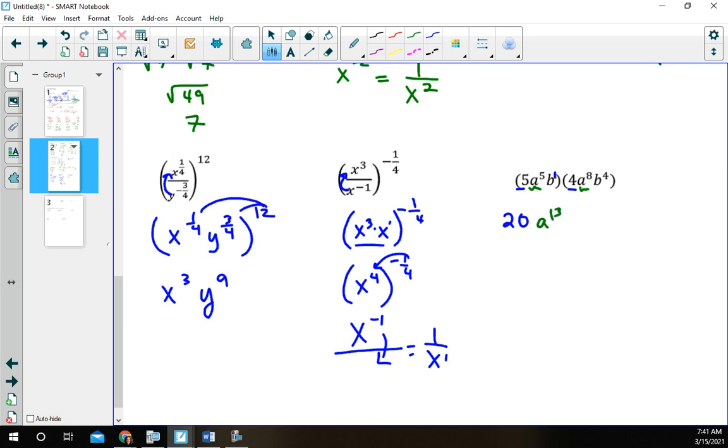Or multiplying things with the same base, we add the exponent. There are a total of 5 B's. Okay, because if I literally list it out, the 5, the 1, the 4, 1, 2, 3, 4, 5, 6, 7, 8, B, B, B, B. I can see how many total are actually there.